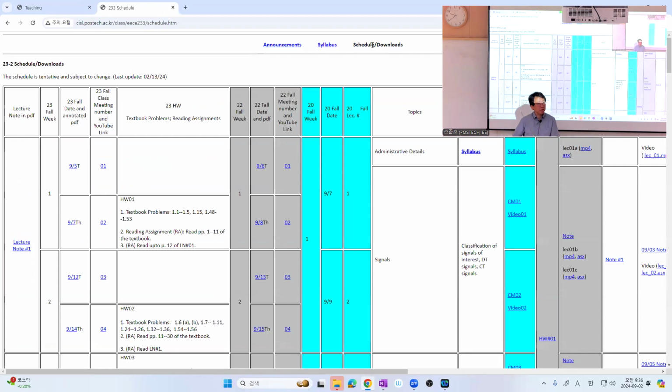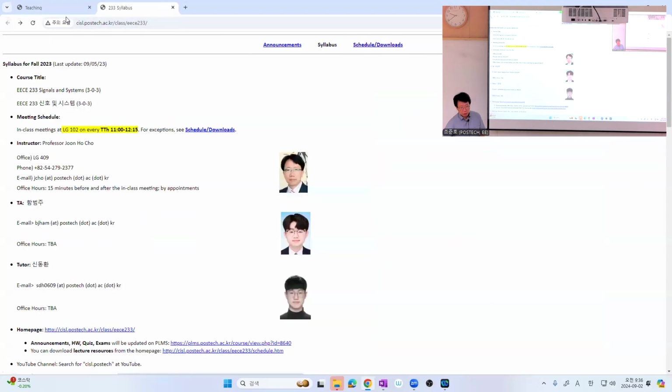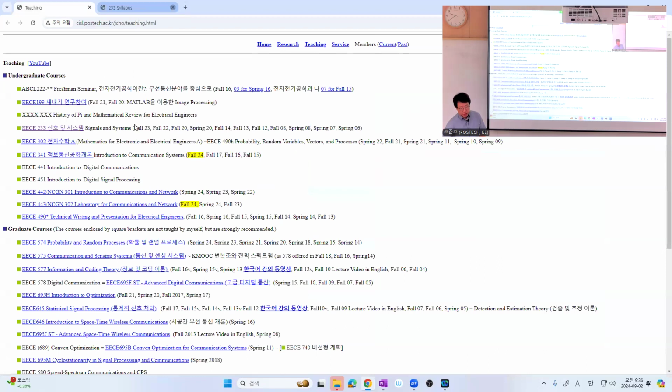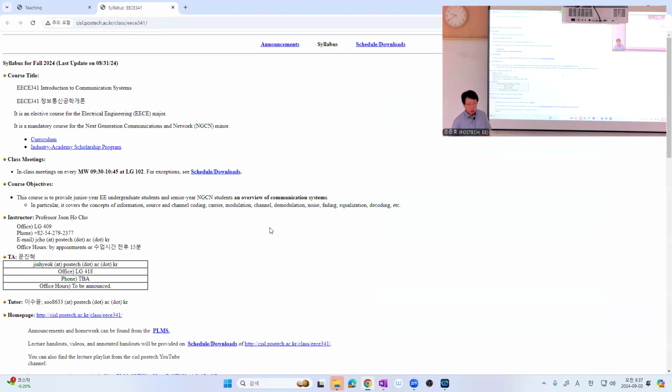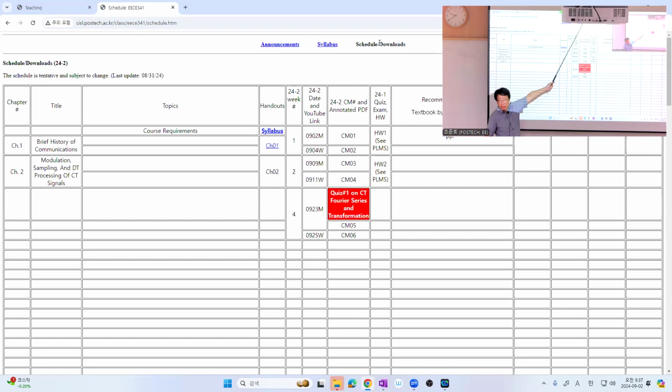Every course page has the same format, so you can easily find things. If you go to, for example, Signals and Systems, schedule and download, you will find every handout, annotated handout, and even the video lectures. So this is a kind of vault for your electrical engineering courses. And here, especially, we have the link for this course, EECE341, Introduction to Communication Systems. I've been updating this first page.